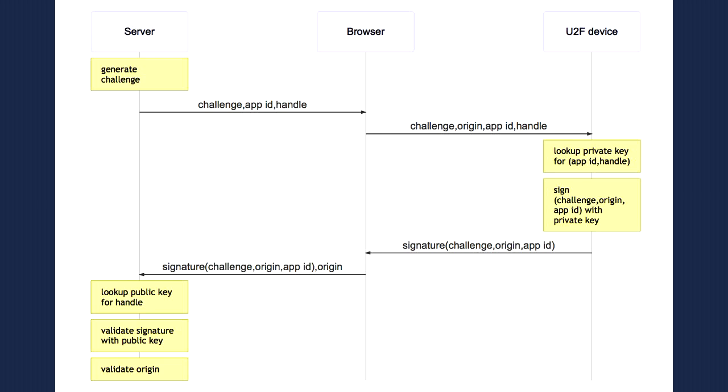So the server passes the app ID and the handle down with the challenge to basically say to the device, sign this challenge with the key named this. And again, the browser adds the origin. The device does a lookup in its internal store for the key it needs. It signs it. It brings it back. The browser adds the origin. And then we do the same lookup for the corresponding public key, and we check the signature against that.